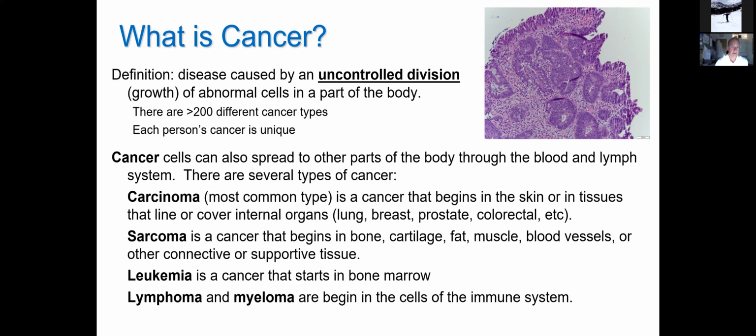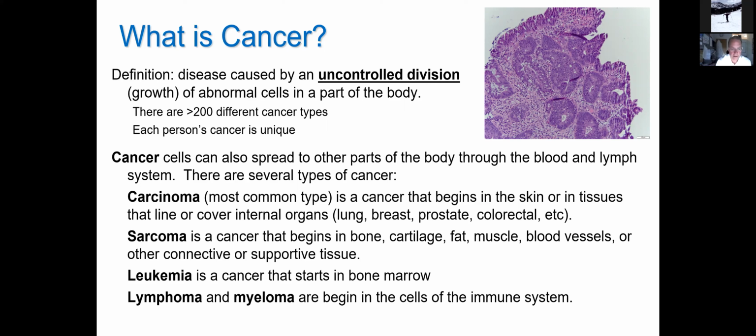And there are multiple types of cancer. Carcinoma is the most common type, and that occurs in skin or in tissues that line or cover internal organs. You can think of those as the tissues that face the outside world. So your skin, your lung, you're breathing in things. This is why there's so much concern about vaping in teenagers and smoking, because your lung cells, the lining, is just getting pelted with carcinogens. Breast cancer, prostate cancer, those consist of glands. And the colon, of course, is exposed to things that you eat.